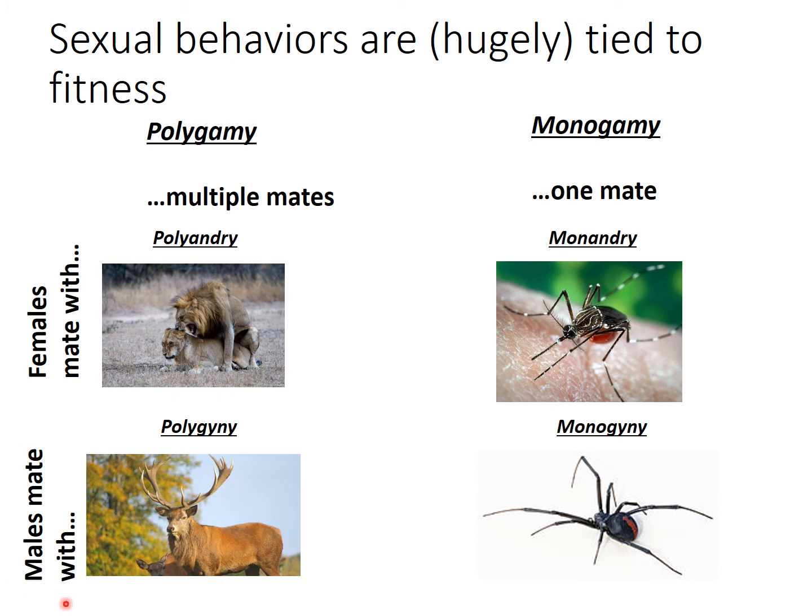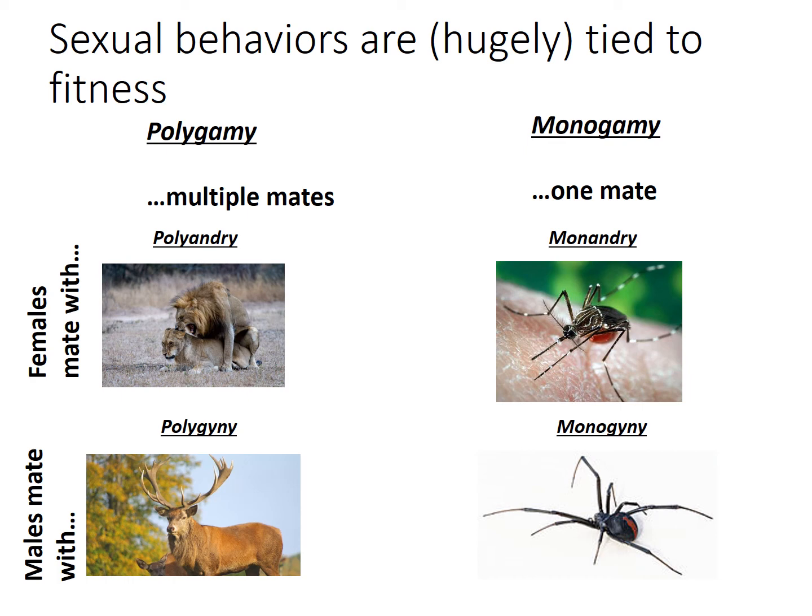When males mate with only one female, this is called monogynous or monogeny. So one, mono, gyne or ginny, female. So widow spiders sometimes are monogynous, meaning the male will mate with the female and then the female might eat the male afterwards. This won't always occur, but it does happen sometimes. And so this is an example of where we would see monogeny in the wild.